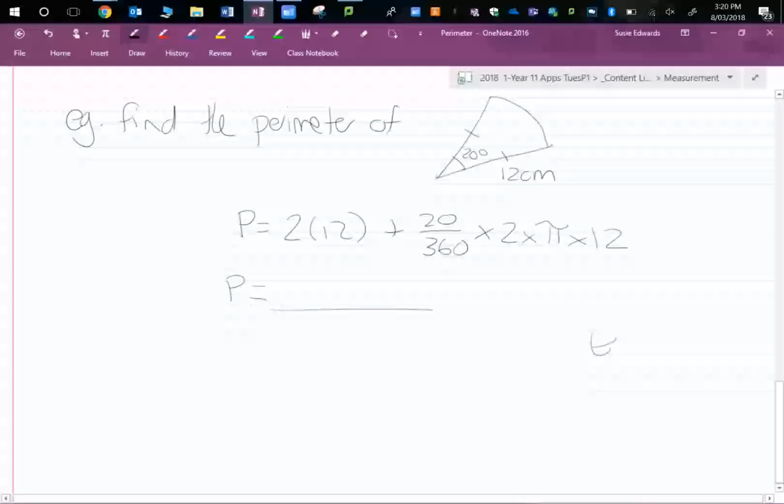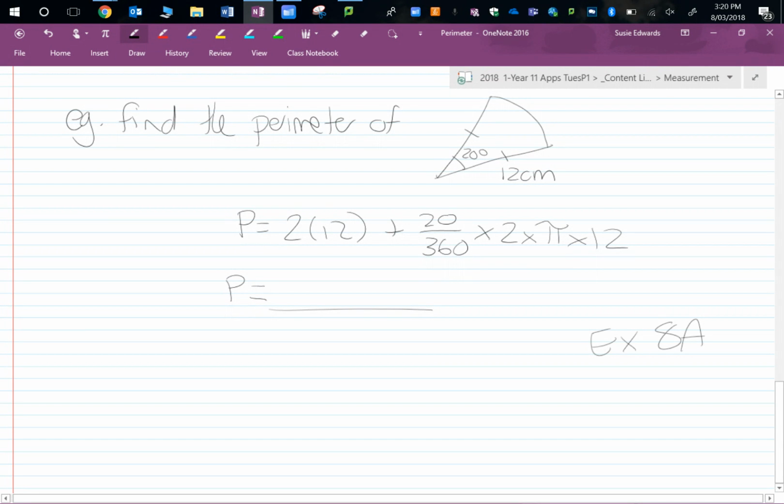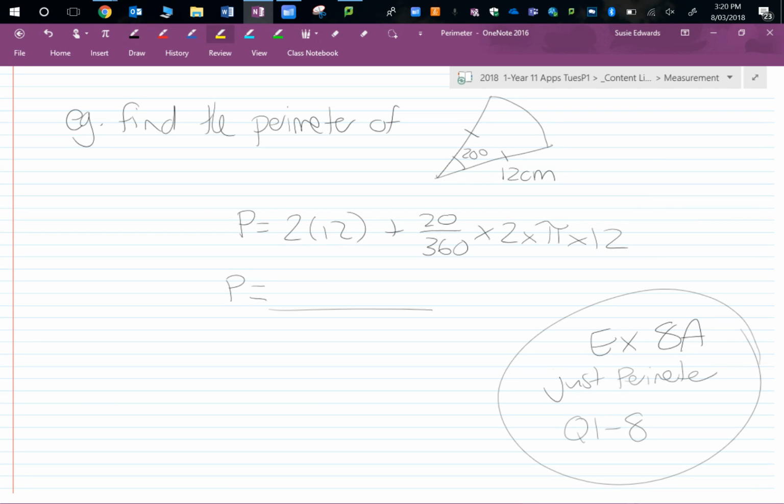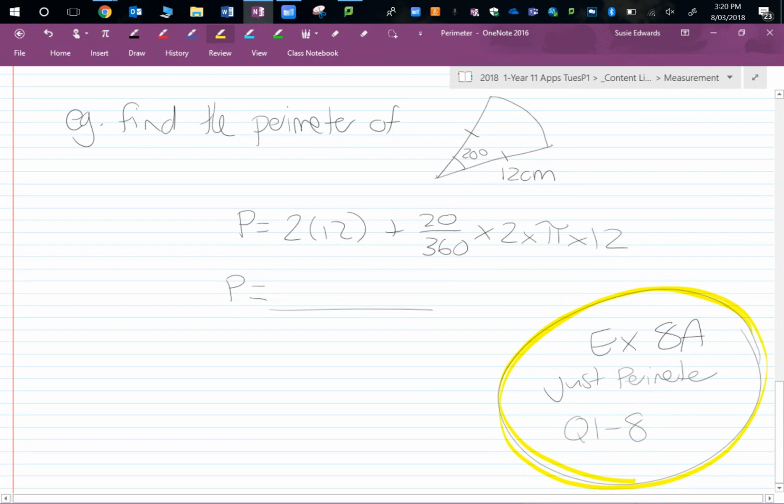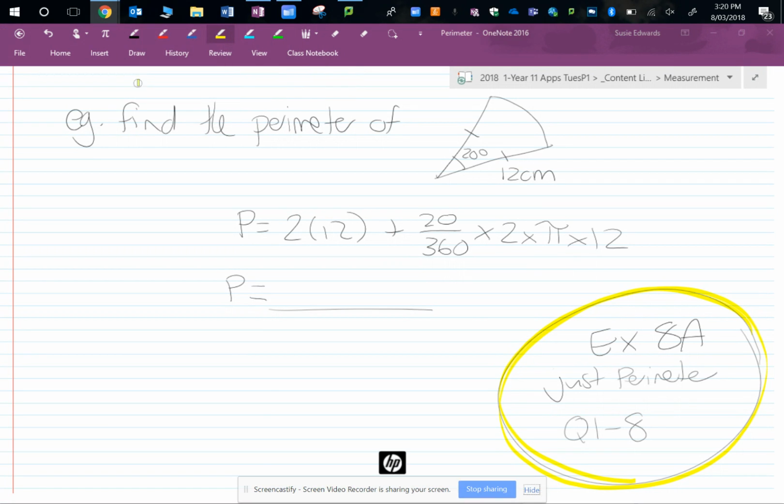Okay, your homework for the weekend is exercise 8A. Now, it says you need to find the perimeter and the area. You don't need to find the area, just the perimeter of questions 1 to 8. Some are a bit challenging. Some are a bit easy. So just the perimeter, you don't need to find the area. Any questions? All right, you've got 5 minutes, you can get started.